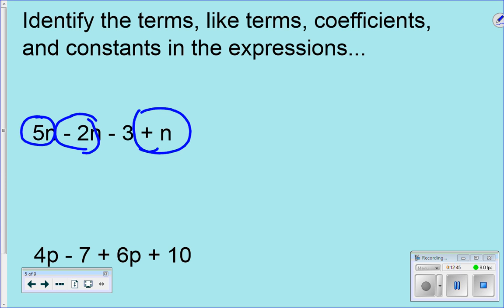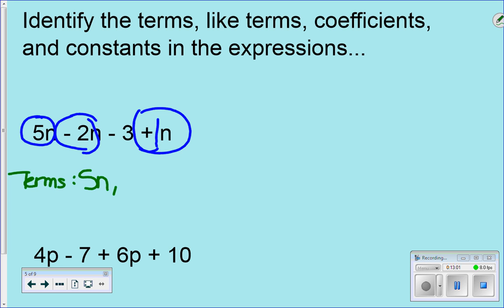Okay, so what about that lonely variable? What am I going to do with it? Yeah, let's put a 1 in front of it. Okay, so now what happens is this. Let's look through here and identify the terms. Well, the terms would be 5n.